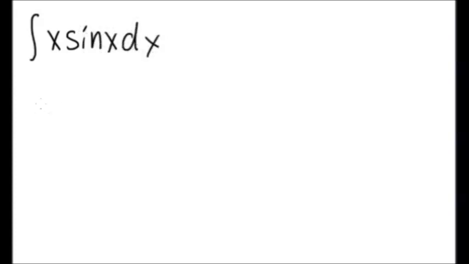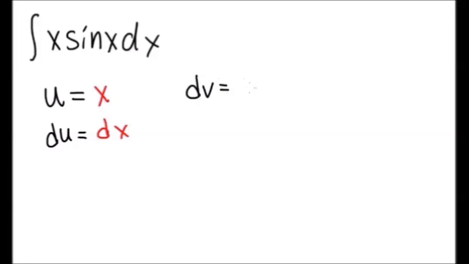Now that we've learned how to do basic integration by parts, let's do an easy example. We'll have the integration of x sine x dx. Using what we've learned, we can then set u as equal to x, giving us du equals dx. We then will set dv as equal to sine x dx, which means v will equal negative cosine x.